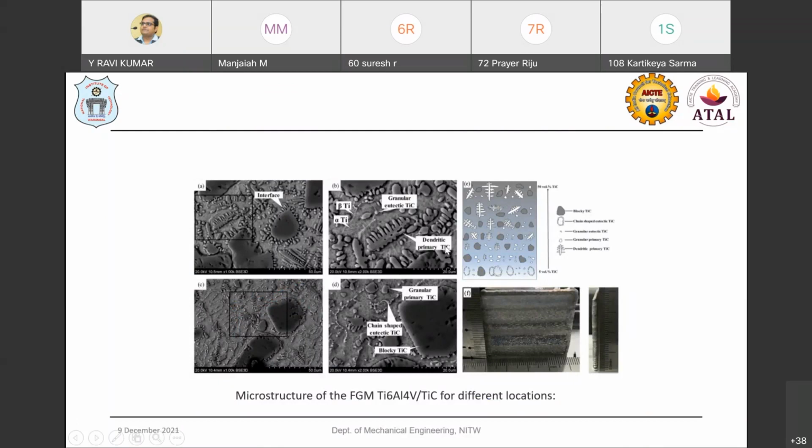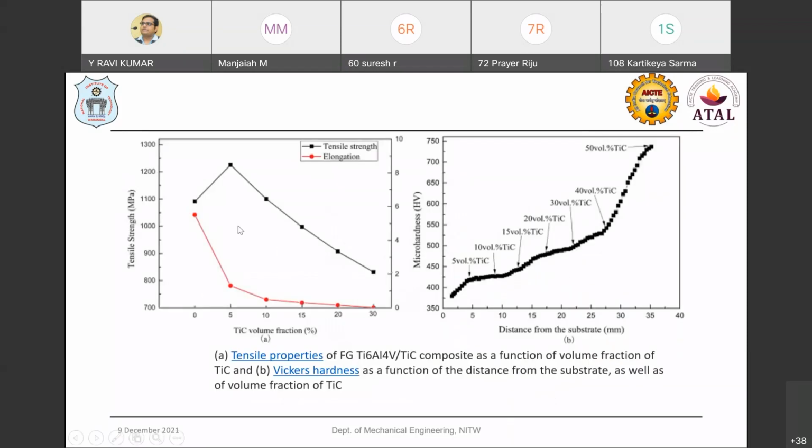These microstructures are obtained when you are fabricating FGM of titanium carbide at different locations. Also, if you see the tensile properties when we fabricate titanium with titanium carbide composites by varying the volume fraction, at 0% we have the highest tensile strength. When you have 5%, the tensile strength is more, but the ductility is going to reduce because of the formation of carbide particles in metallic phases. That's why the tensile strength increases but the ductility is reduced. But if you increase the titanium carbide further, it is going to decrease the tensile strength as well as the ductility.